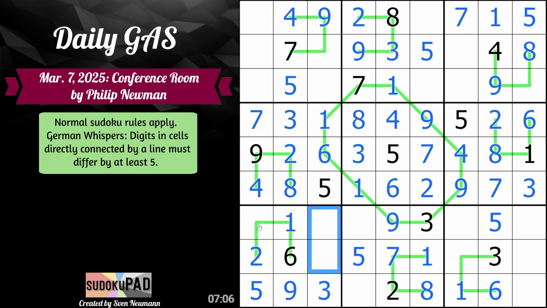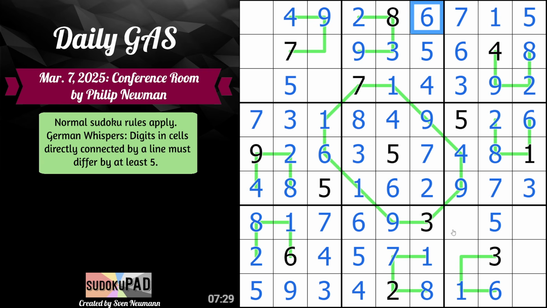7, 8. Oh, this can't be 4 or 7. This couldn't have been 4 anyways by German whisper, so this is 8. This is 7, 4. Similarly, 2, 6, 3. Then from the box we need 6 and 4 and 4 and 6. And we are missing 8 and 9. 8, 9, 2, 1. From here we need 4 and 2 and 7. And here we need 6 and 8.